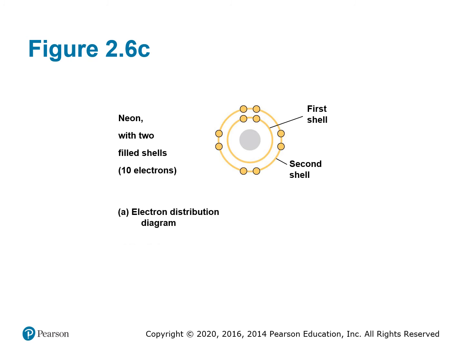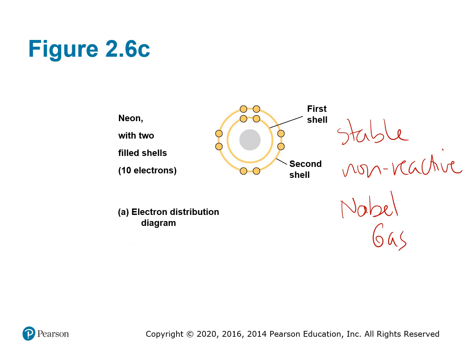The second shell can hold up to 8 electrons. This is neon. It has 8 electrons in its outer shell. It doesn't have any spaces to fill, so it's stable. So just like helium, the electron shell of this atom is completely full already, so it's non-reactive because it doesn't need to fill its electron shell. So in the very right-hand side of the periodic table are all those stable non-reactive elements, also known as the noble gases, that don't react with other elements.